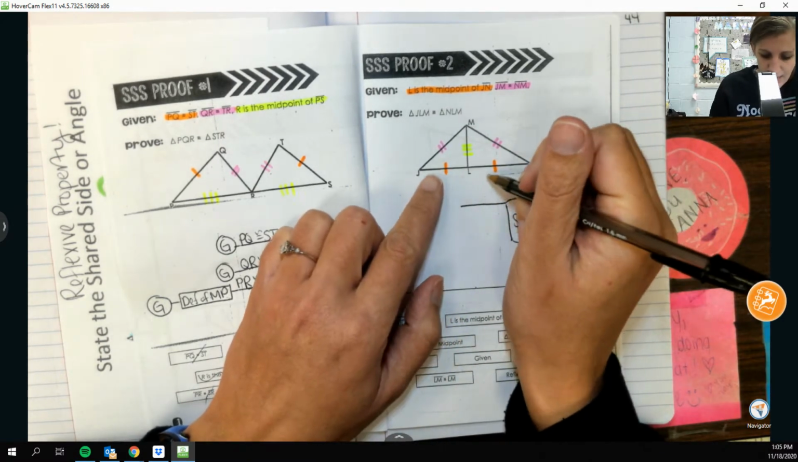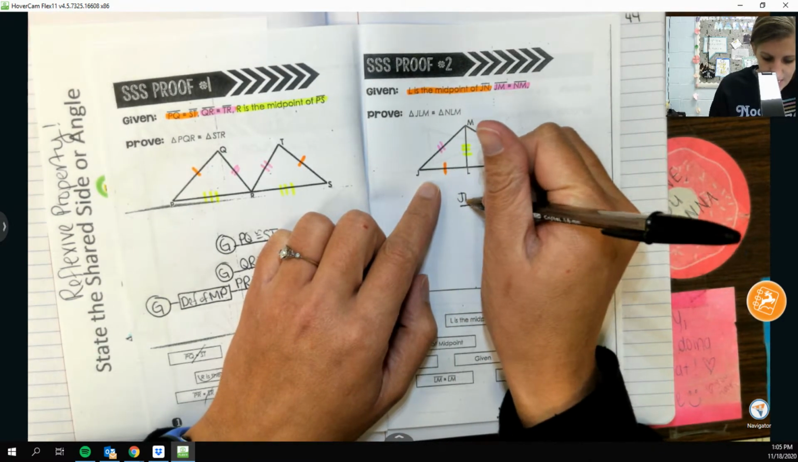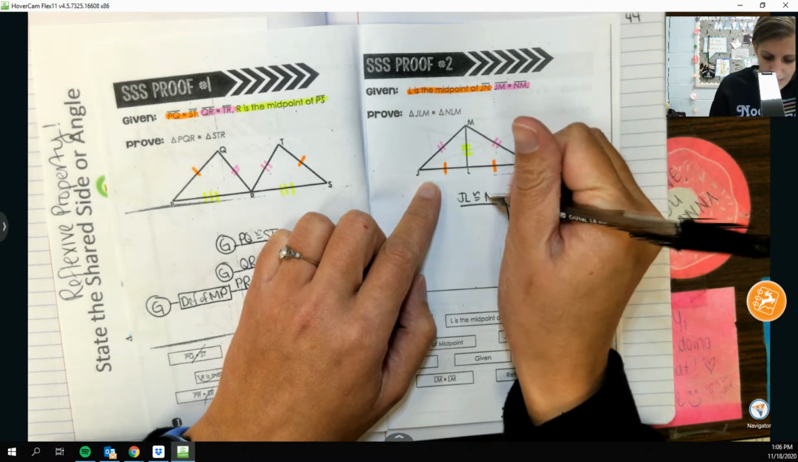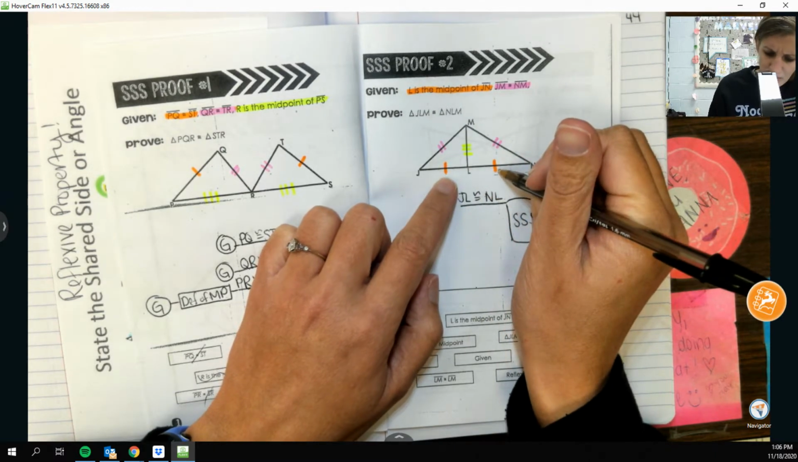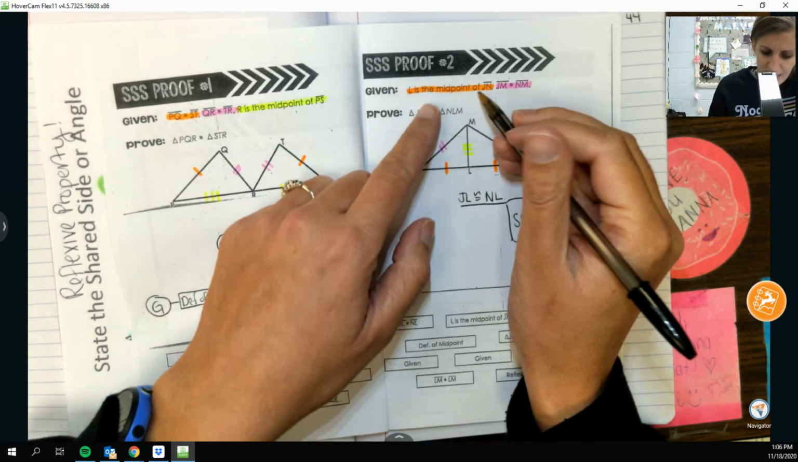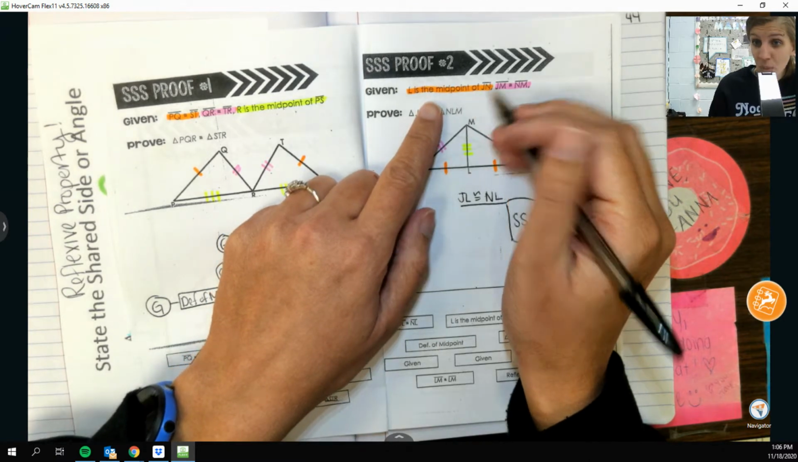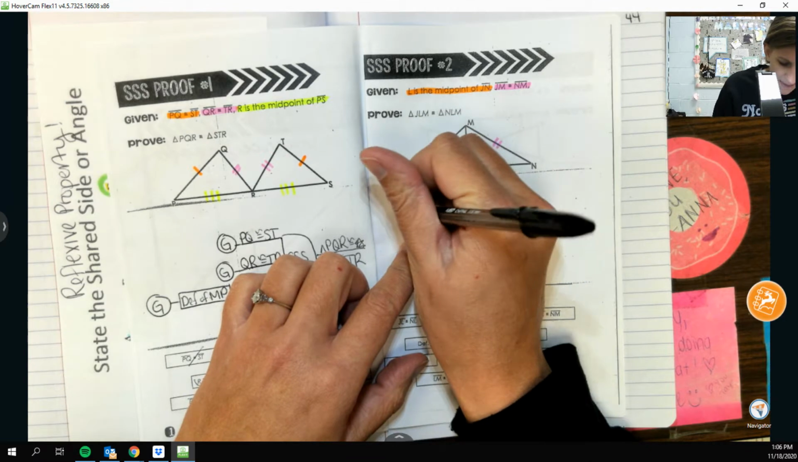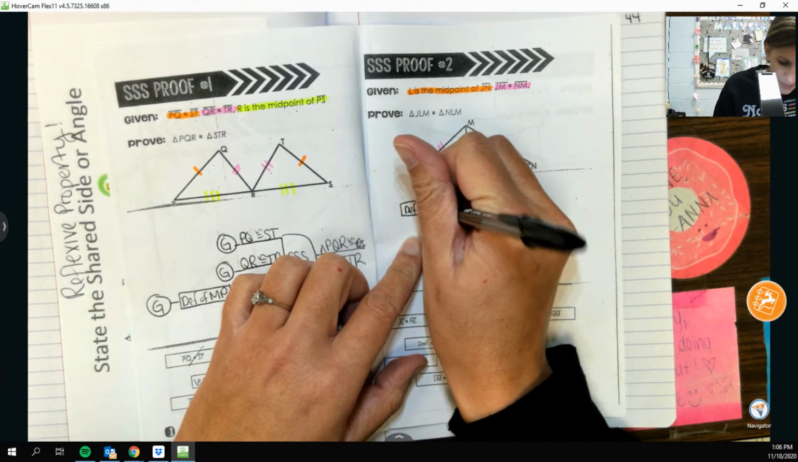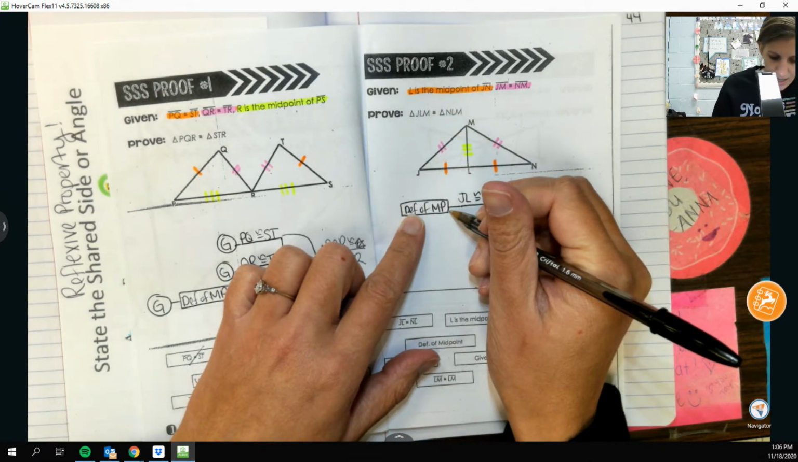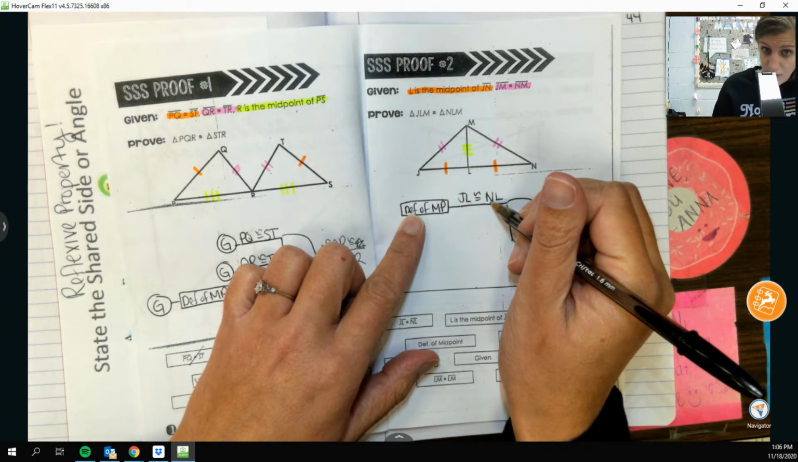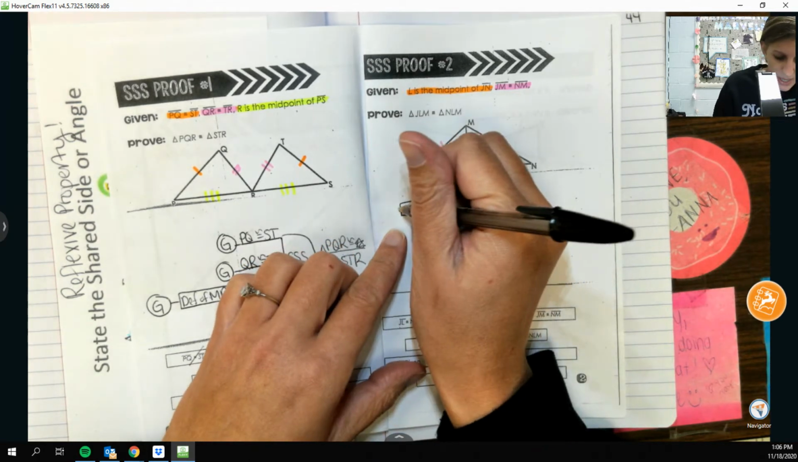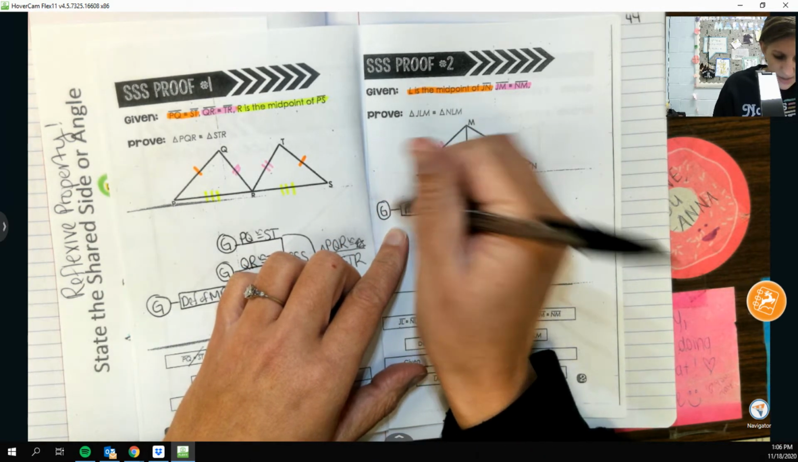And so if I write out the first tick mark, we got that JL is congruent to NL. And I was able to do that tick mark there because they told me that L was the midpoint. So because I understand the definition of a midpoint, I can write that those things are congruent. And I knew that I had a midpoint because it was given to me.